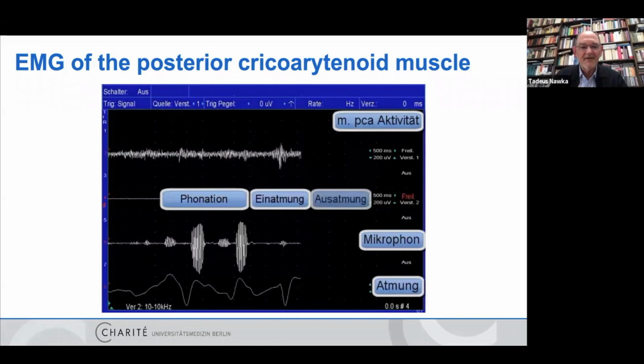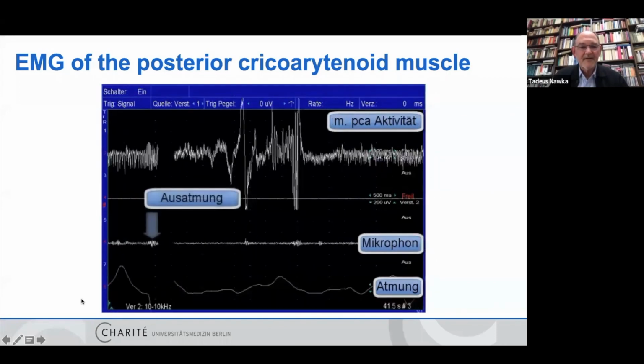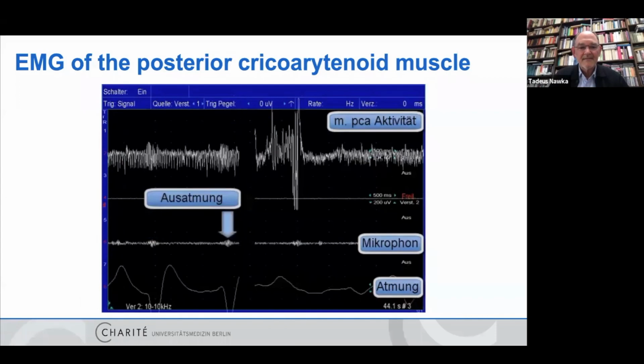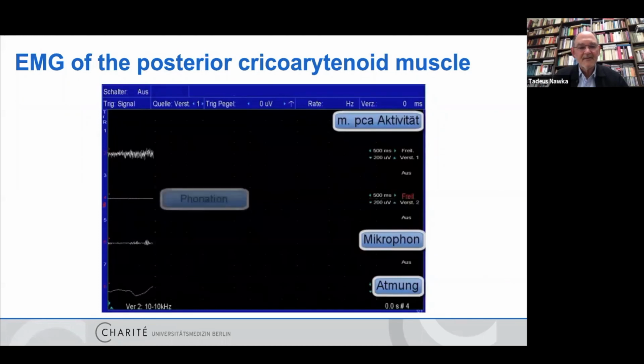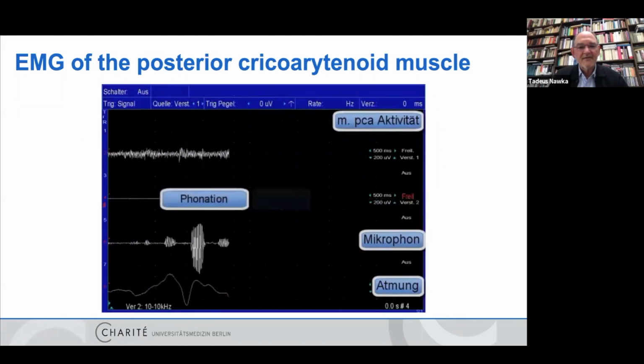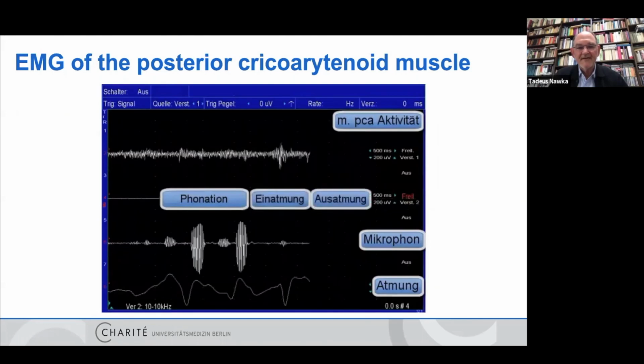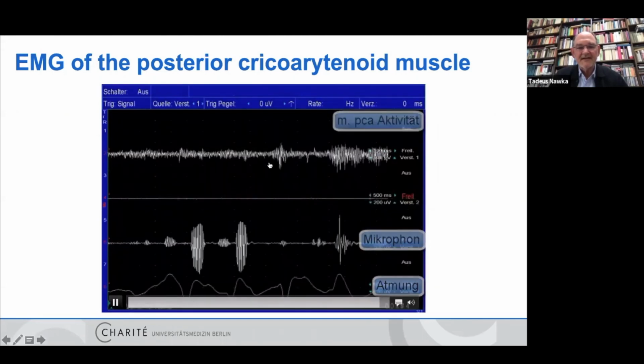more difficult, because it's not so easy to find signals during inspiration like here. And during phonation, the posterior cricoarytenoid muscle should not be active. This is, as we can see here, and we have one signal for the inspiration from the PCA. Okay. And now you can see during phonation there is no activity in the PCA, and during inspiration you see there is an activity.